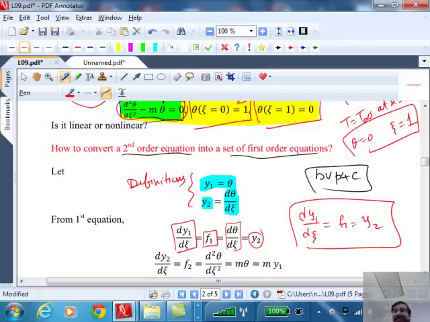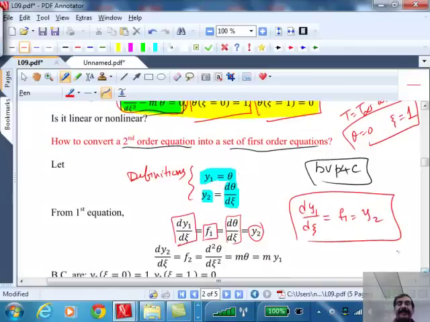Now, what about the second one? I take the derivative of the second equation, dy2/dψ. I'm going to call that my f2, the second function. But what is dy2/dψ? Well, I know y2 is dθ/dψ. So if I take its derivative, what am I going to get? dy2/dψ will be the same as d²θ/dψ². This is where I impose the original equation.